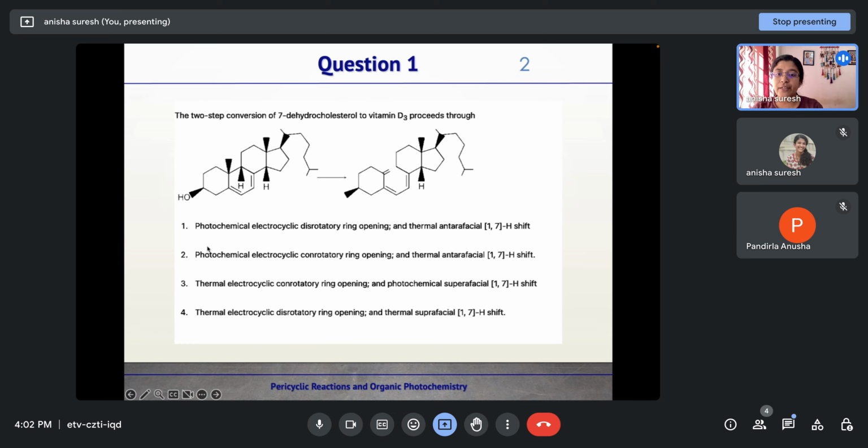First one, a photochemical electrocyclic disrotatory ring opening and thermal antarafacial 1,7 hydrogen shift. Second one, photochemical electrocyclic conrotatory ring opening and thermal antarafacial 1,7 hydrogen shift. Then thermal electrocyclic conrotatory ring opening and photochemical suprafacial 1,7 hydrogen shift. Thermal electrocyclic disrotatory ring opening and thermal suprafacial 1,7 hydrogen shift. So what is taking place here?